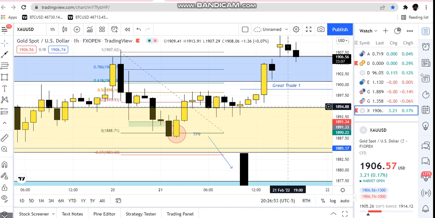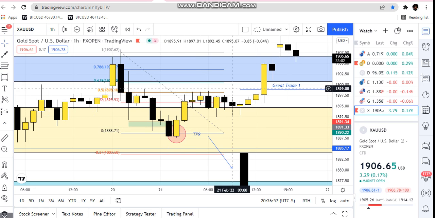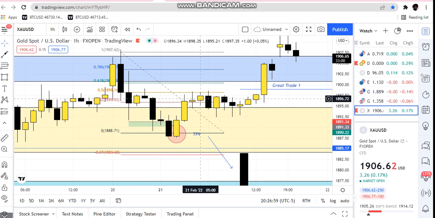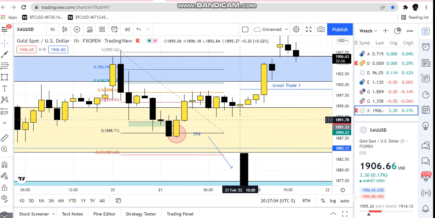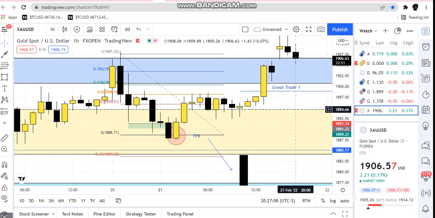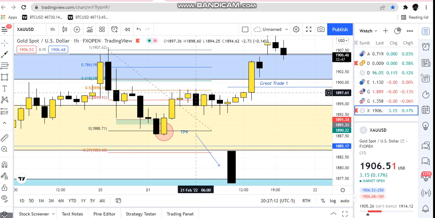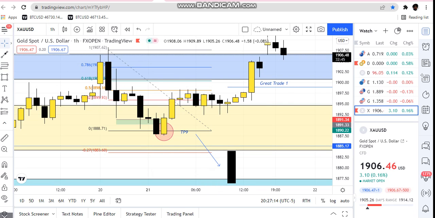You did a good job though predicting that price will go from 0.5 to 0, from 1898, from Great Trade 1 to 0. You predicted what price was going to do. And we don't know exactly what price is going to do, as you know, the market can do anything. We can only predict, use our Fibonacci, use our trend lines, use everything that we have.